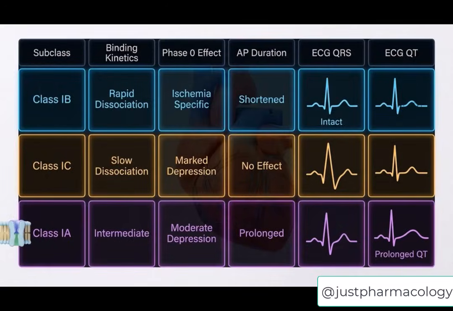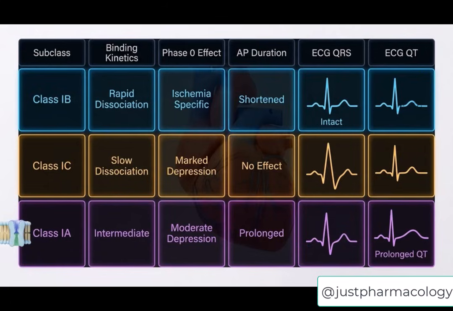This matrix consolidates these theoretical mechanisms into a single clinical framework. Class IB agents have rapid dissociation rates. This makes them highly specific to continuously depolarized ischemic tissues, effectively ignoring healthy tissue and leaving the baseline QRS intact. Class IC drugs are slow dissociators. They heavily depress conduction across all tissues, consistently generating a wide QRS complex.